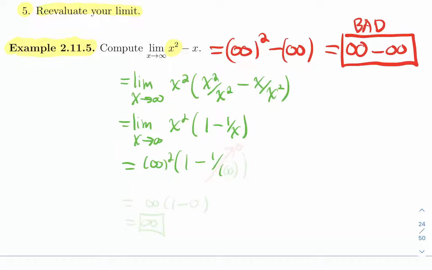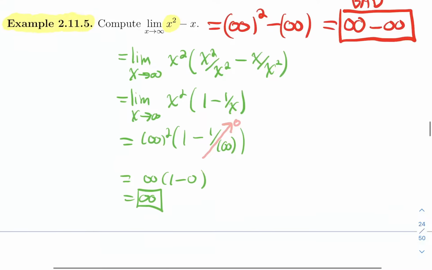over infinity. And of course, what happens here is that for every single fraction that you're going to get, you're always going to get 1 or a number over plus or minus infinity. All these fractions will go to 0. Infinity squared is just going to be infinity times 1 minus 0. So you're going to get infinity times 1 minus 0, which is just infinity. And you get your answer that way.